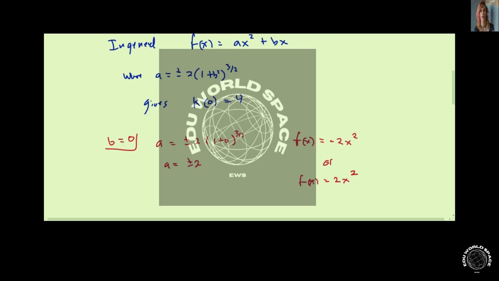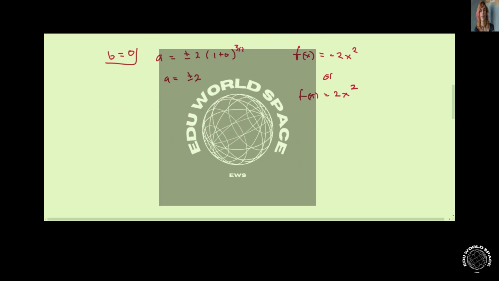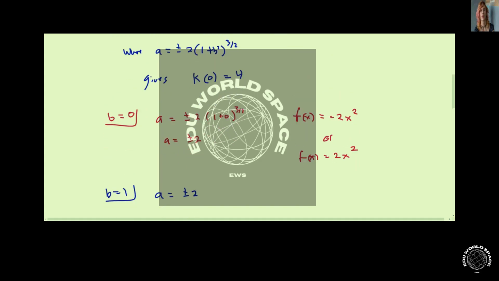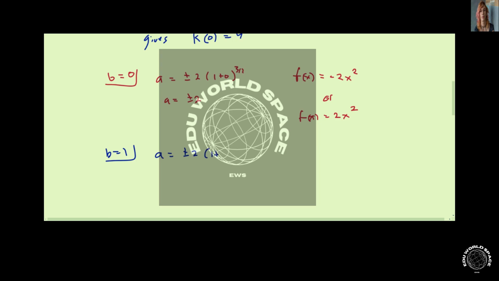So I'll just do one other, just to show this. So like b is equal to 1 maybe, so that would give us a is equal to plus or minus 2, and then it would be, what was it, b squared? Yeah, b squared. So just 1 plus 1 raised to the 3/2. So that would be a is equal to plus or minus 2, and then it would be 2 to the 3/2, which would be plus or minus 2, add the powers, to the 5/2.